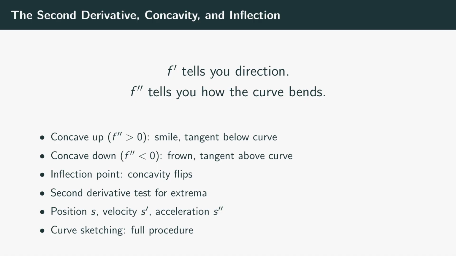The second derivative, f double prime, doesn't tell you which way the function is going. It tells you how the function is bending while it goes. That single extra piece of information unlocks concavity, inflection points, a faster classification test for extrema, and the physical interpretation of acceleration. We'll build it all from scratch, work 2 examples, and close with the full curve sketching procedure that combines everything from the last few episodes into a single diagnostic pipeline. Let's go.